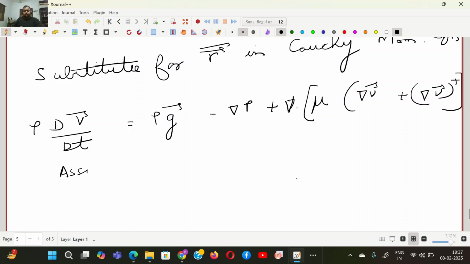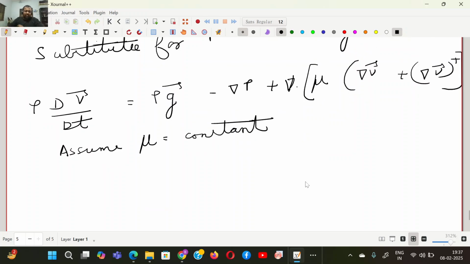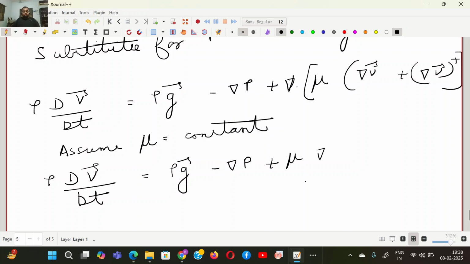You assume mu is constant. There is some mathematics involved in how to simplify this. I'm not going through the details because for that you need to know some basics about vector algebra. But if interested, I can give an additional note when I upload the file. When you put this into the equation, and after some mathematical manipulation, Cauchy's equation reduces to this form: rho dV by dt is equal to rho g minus gradient of pressure plus mu del square V.